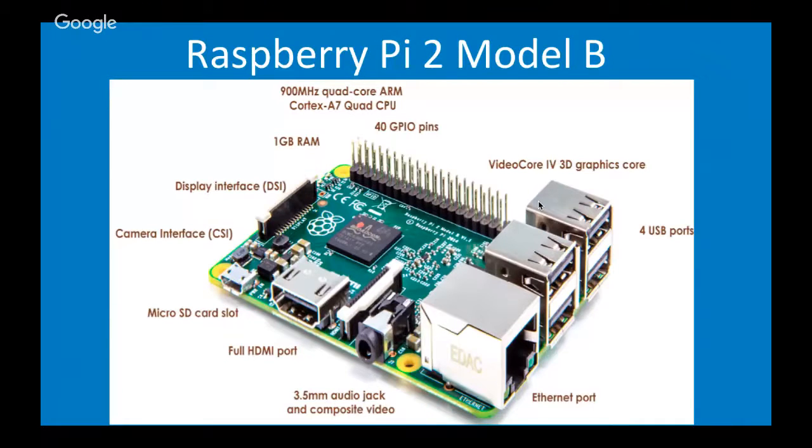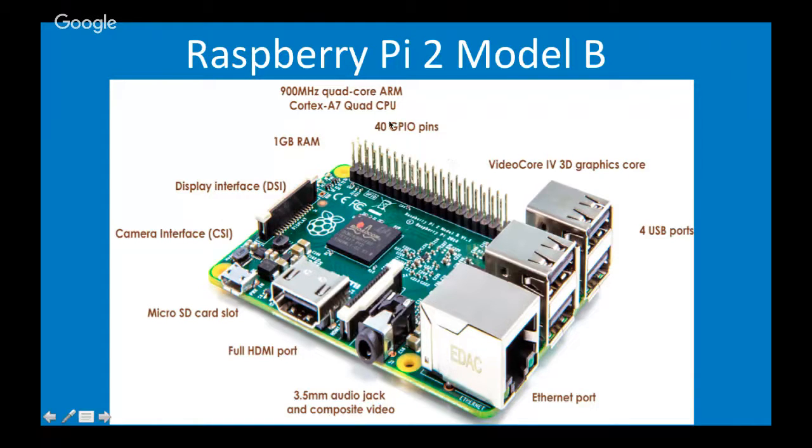I use the Raspberry Pi 2 Model B. As you can see, it has 1 GB of RAM. It has a display interface and a camera interface. There's a micro SD card slot, which is your hard disk. Basically, this is where your operating system and your data reside. Then there is a full HDMI port, which you can connect to any HDMI interface. There's an audio jack, and these are the 4 USB ports. There's an Ethernet port to connect to the internet. The latest Raspberry Pi comes with Wi-Fi as well. I made this Raspberry Pi Wi-Fi enabled using a small Wi-Fi USB adapter. I just plugged it in.